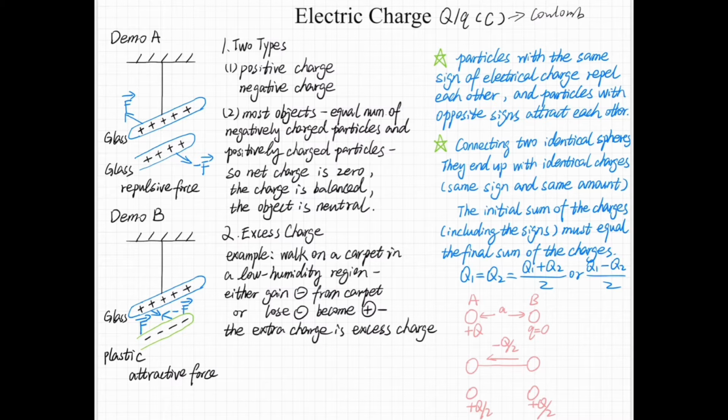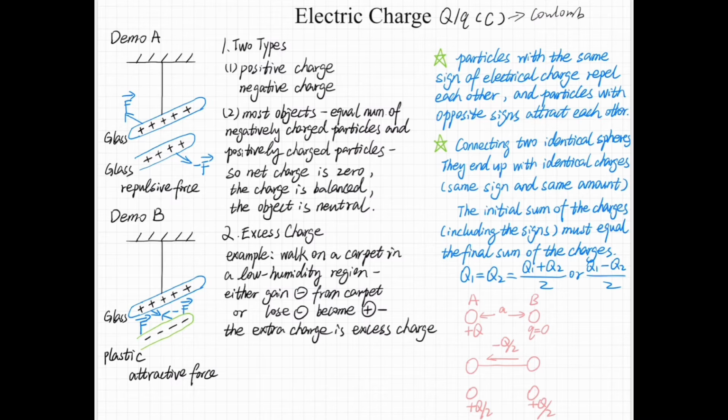There are two types of electric charge, named by the American scientist Benjamin Franklin as positive charge and negative charge. He could have called them anything, but using algebraic signs as names comes in handy when we add up charges to find the net charge. In most everyday objects, such as a mug, there are about equal numbers of negatively charged particles and positively charged particles, so the net charge is 0. And the charge is said to be balanced. The object is said to be electrically neutral, or just neutral for short.